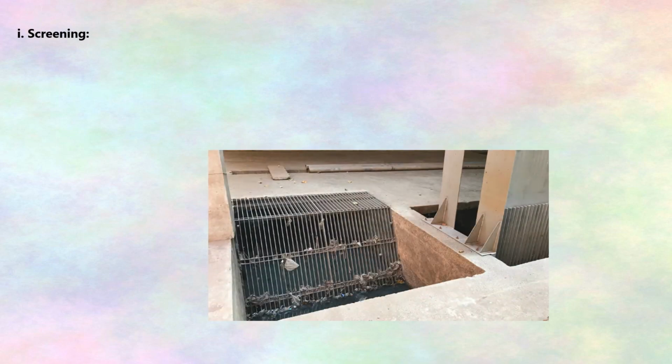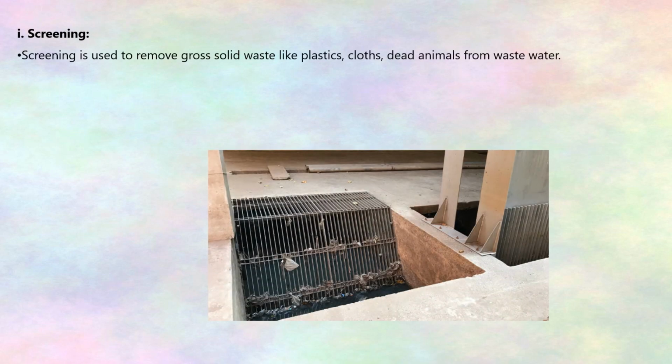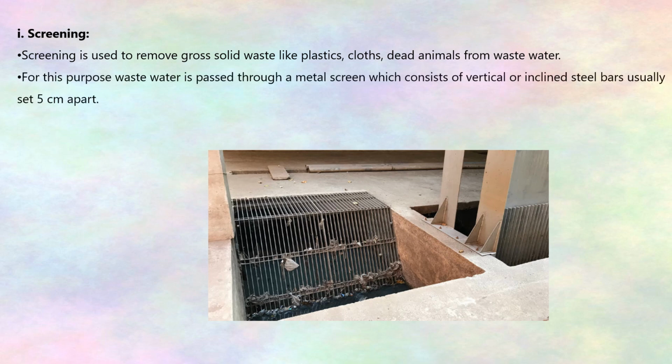Screening. Screening is used to remove gross solid waste like plastics, clothes, and dead animals from the wastewater. For this purpose, wastewater is passed through a metal screen, which consists of vertical or inclined steel bars usually set 5 cm apart. This removes the gross solids, which are disposed of by burning or composting.